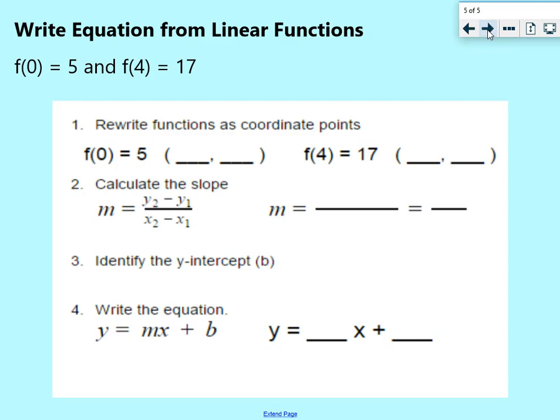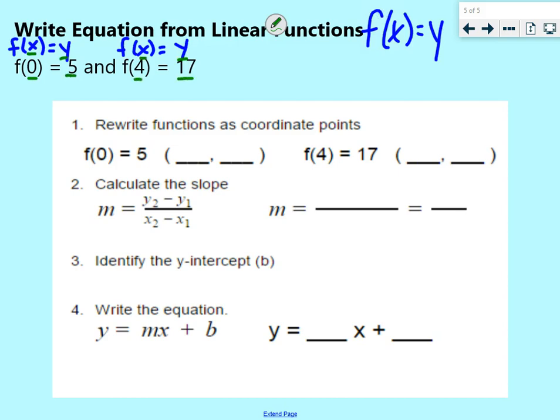Last piece is pretty similar, except it's write equations from linear functions. So I'm using that function notation, that f of x. So we have f of 0 equals 5 and f of 4 equals 17. So we're going to be using the fact that f of x equals y. They're the same thing. So now each number is lining up with a letter. You see this x lines up with 0, this y lines up with 5, this x lines up with 4, this y lines up with 17.